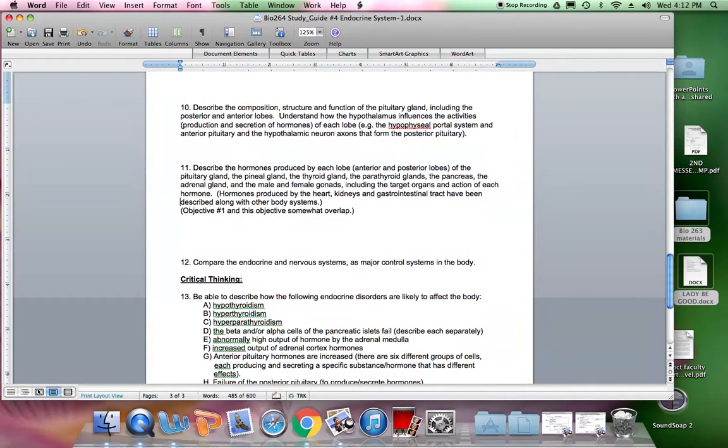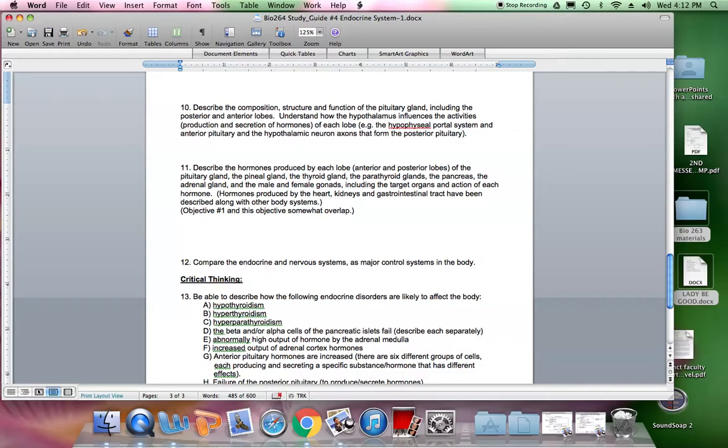All right, describe the composition, structure, and function of the pituitary gland, including the posterior and anterior lobes. Understand how the hypothalamus influences the activities, or the production and secretion of hormones, of each lobe. Now, remember that there were some differences between how the anterior pituitary is stimulated and the posterior pituitary. There are different types of tissues. Anterior pituitary is glandular epithelium.